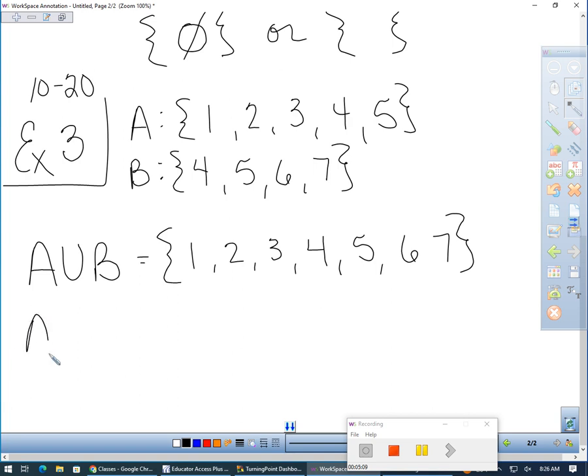If I say A intersect B, here I just want whatever numbers overlap in both. So what numbers is that? 4 and 5. Very good. All right, we have a 4 and 5 and a 4 and a 5.